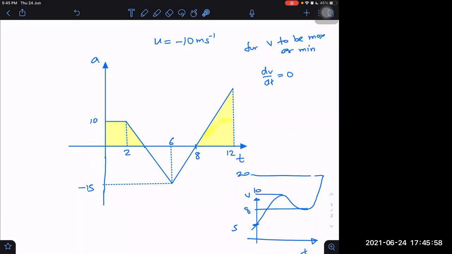So minima or maxima can be either in between, and if it is in between, then it will be where dv by dt equals 0, or it can be at the boundaries. So don't forget to check the boundaries also. Okay, be careful in that. So here I will suggest you to check this boundary, meaning time 0.